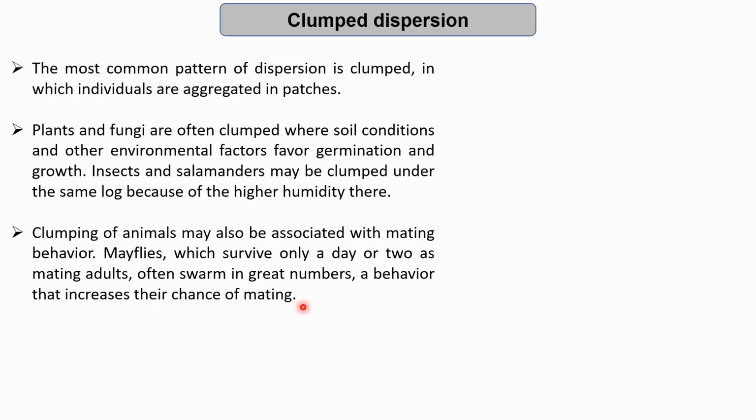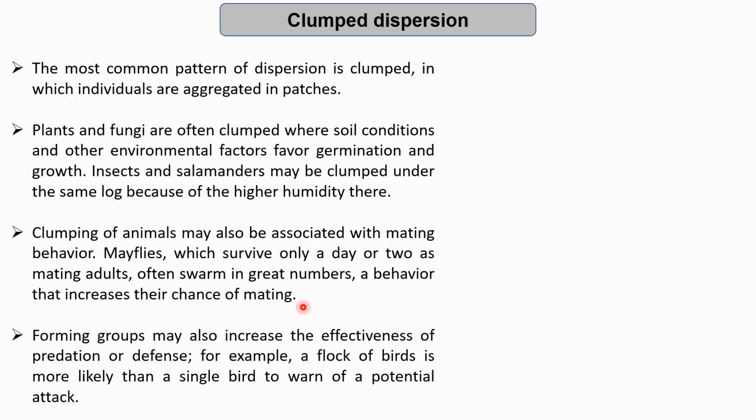And if they fly too far from their mating partners, it will be difficult for them to find the chance where they can mate. So, in order to increase their chance of mating, these flies usually fly in great numbers and try to remain in close association with their mating partners.